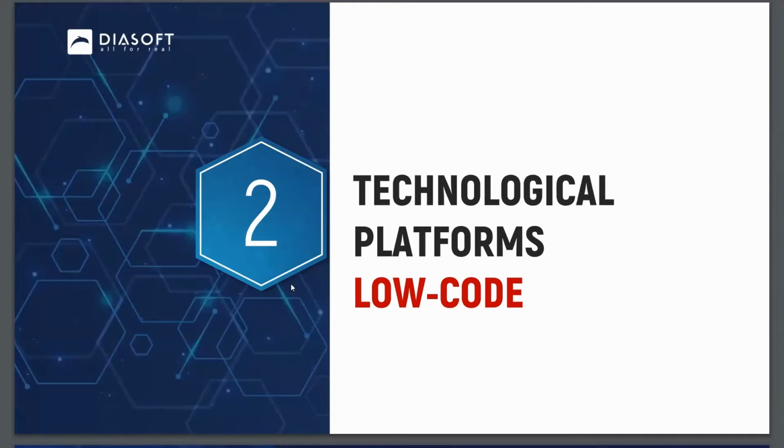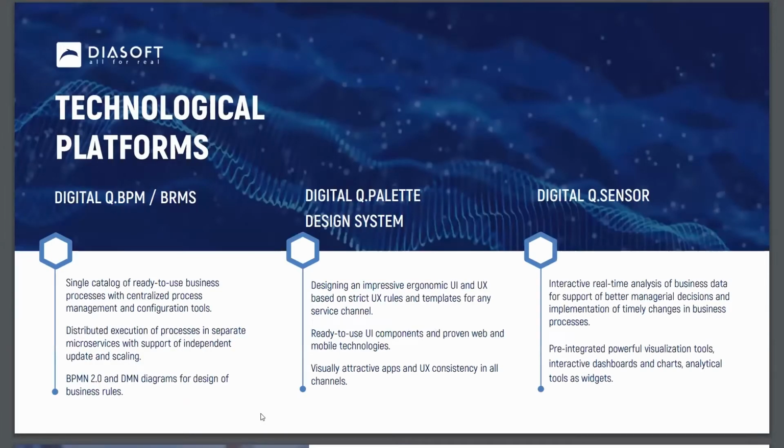Now let us switch to the toolkit that supports capabilities of Digital Q Omnichannel. First of all, this is the Business Process Management System, Digital Q.BPM. Another important tool is the design system, Digital Q.Palette. The third one is Digital Q.Sensor for the real-time analytics.